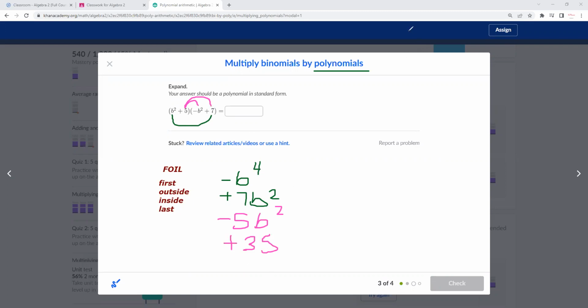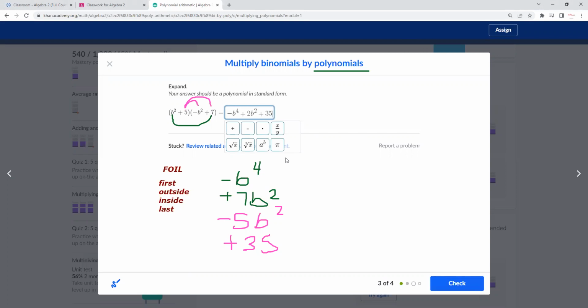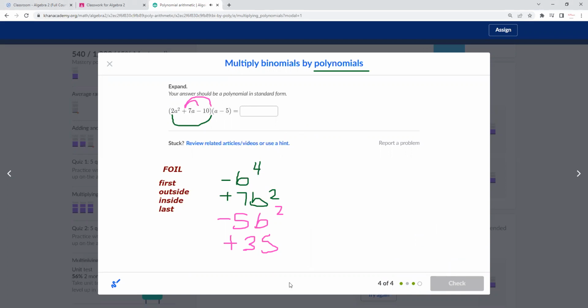So now, this is when adding and subtracting comes in handy. You just want to combine like terms. So the only thing that can be combined is the positive 7b squared and the negative 5b squared, which gets you a positive 2b squared. That's your answer.